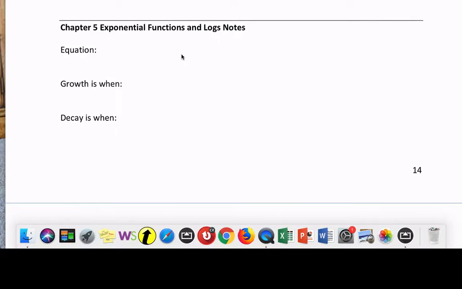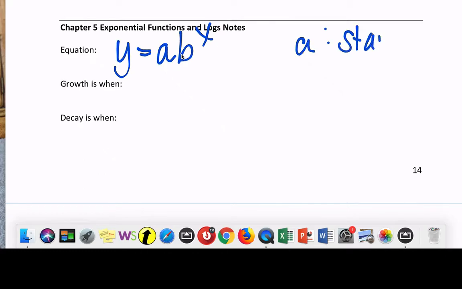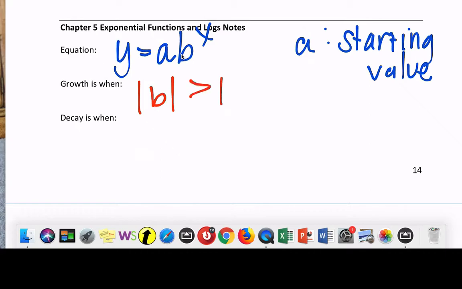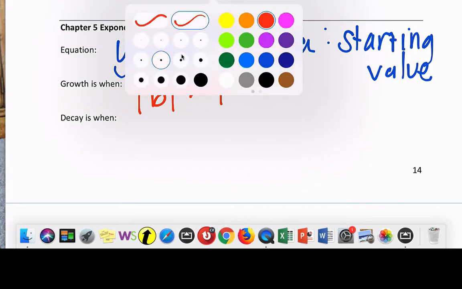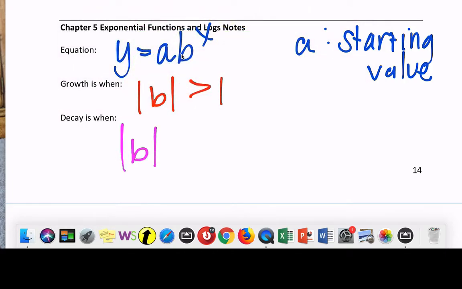Chapter 5, we looked at exponential functions and logs. We started with this equation for an exponential, y equals a times b to the x, where a is the starting value at time 0. And we looked at how you can tell if it's growth or decay. When the absolute value of b is greater than 1, that was when it was increasing, so that's growth. And decay would be when the absolute value of b is less than 1.